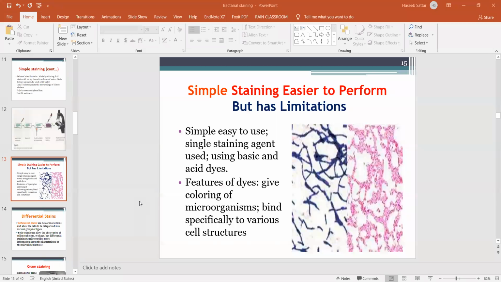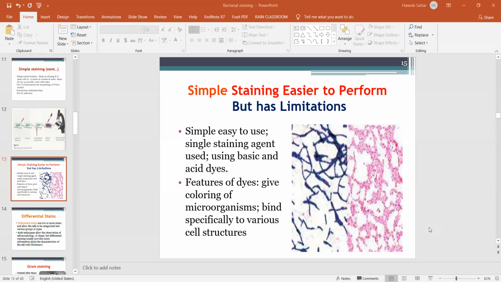So what is the main problem of simple staining? Although it is very easy to perform, and we can use basic and acidic dyes, the problem is that because we are using only a single dye, all the bacteria will be colored the same. So it will be difficult for us to differentiate the bacteria by the simple staining technique.